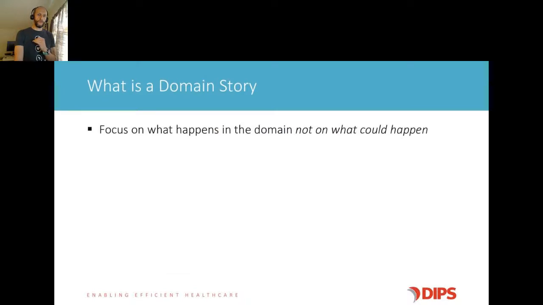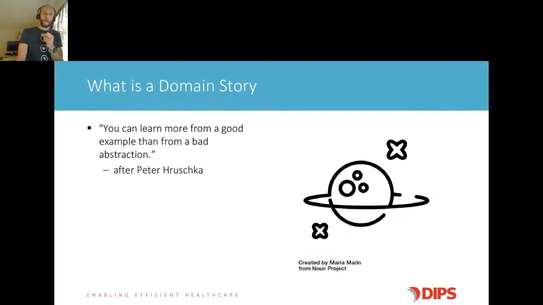And so the main story in itself is, as I said, an example of what happens in the business. Focus on what really happens in the domain, not what could happen. We are not trying to build an overview of a complete business process in a single domain story. We try to capture what happens in given circumstances that depict this particular example. So focus on short examples for each domain story, because you can learn more from a good example than from a bad abstraction. I like this quote.